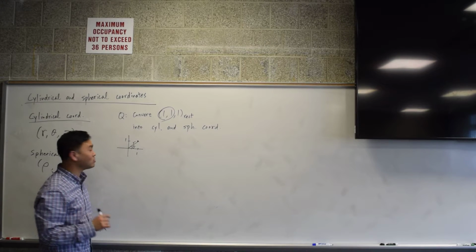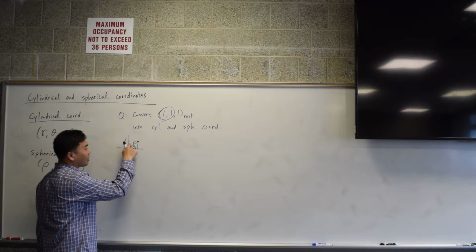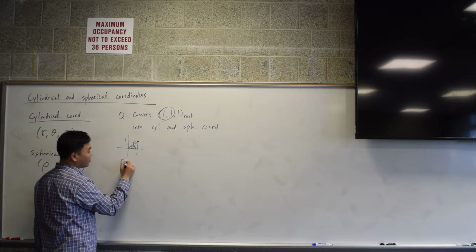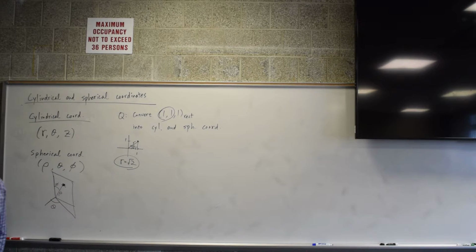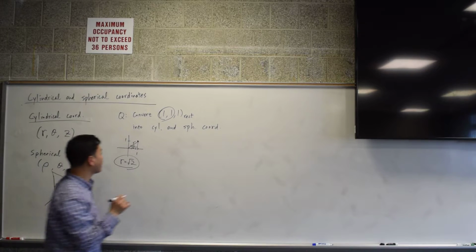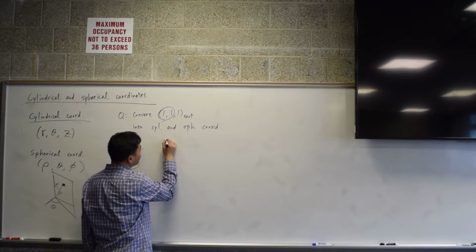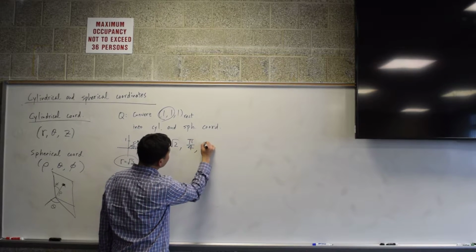Rho is 2, because we use the Pythagorean theorem, right? 1 squared plus 1 squared is r squared. If I solve that, r is equal to square root of 2. What's this angle? 45 degrees. In radians, what's that? Pi over 4. Okay, so in cylindrical coordinates, it's radical 2, comma pi over 4, comma 1.